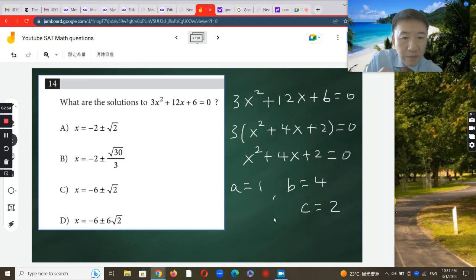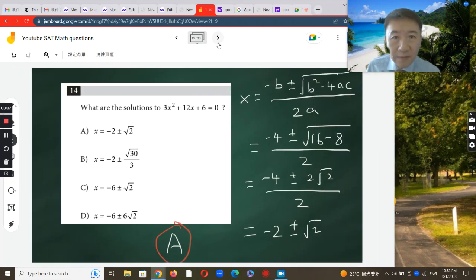So a is 1, b is 4, c is 2. Now we're ready to plug into the quadratic formula. If you remember, the quadratic formula looks something like this. x equals negative b plus or minus the square root of b squared minus 4ac, divided by 2a.